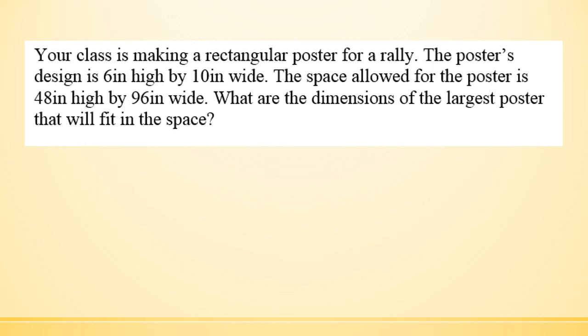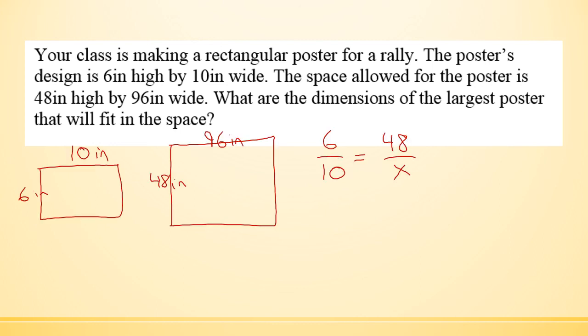So you basically need to figure out which one's going to limit us. Is it going to be the height, how high it is, or is it going to be how wide it is? So we're going to look at that here. So at this point in the question, I went ahead and I drew the two shapes. So we had 6 high by 10 inches wide and 48 inches high by 96 inches wide. Now you're going to notice I made a proportion there, and it's 6 over 10 equals 48 over x. But what this is trying to show is this. We need to calculate an x value and a y value to determine which one of the dimensions is going to limit us.